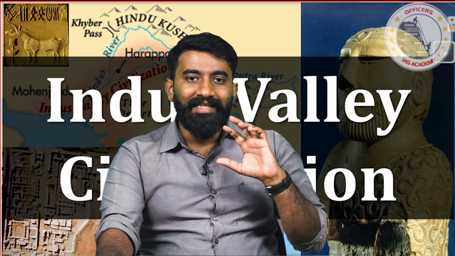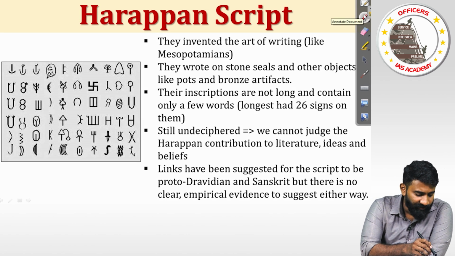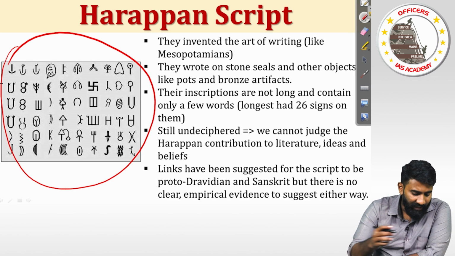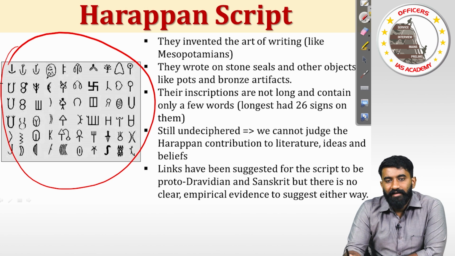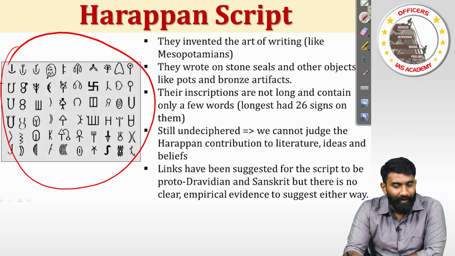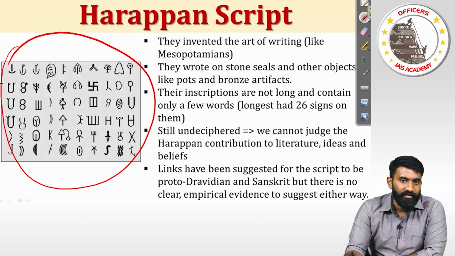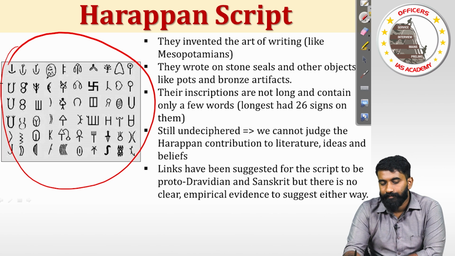Now, if you look at the Harappan script, it looks something like the picture that you see here. You notice that there are lots of different signs given here, and obviously we do not really understand what they mean. The historians, the epigraphists, everybody is trying to read through these scripts, but this script is still not deciphered, meaning we do not really know what it means.